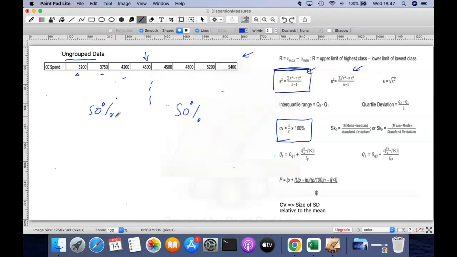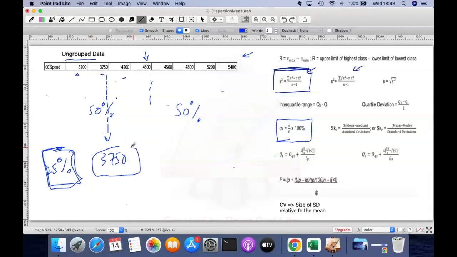But let's say I want to know where 25% of them spend less than. That's going to be somewhere around here. Let's say this value is 3750, hypothetically. Then we're saying that 25% of the people spend less than 3750. That's what your quartiles tell you. The first quartile is the first 25%. Quartile means quarter, 25%, one-fourth. Now I'm going to show you how to work out this exact value. It's not exactly 3750, but we're going to work this out.